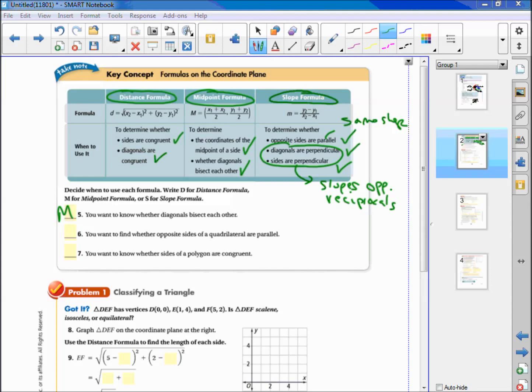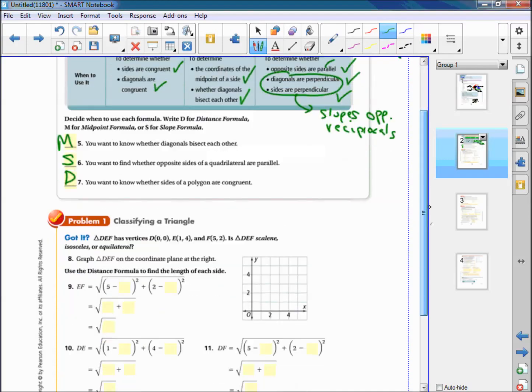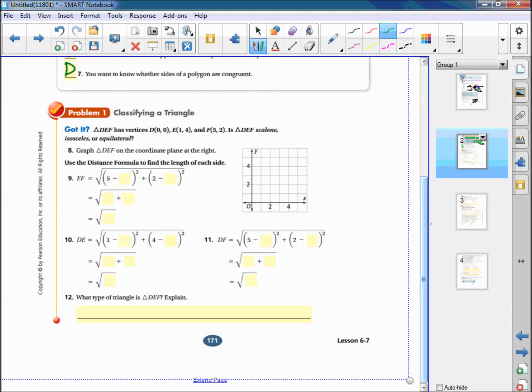You want to find whether opposite sides of a quadrilateral are parallel. Well, to determine if sides are parallel, we need to know the slopes of them. So this is going to be S for slope. And you want to know whether the sides of a polygon are congruent. To tell if they're congruent, we have to know the lengths of them. So this is going to be our distance formula. So D for distance.